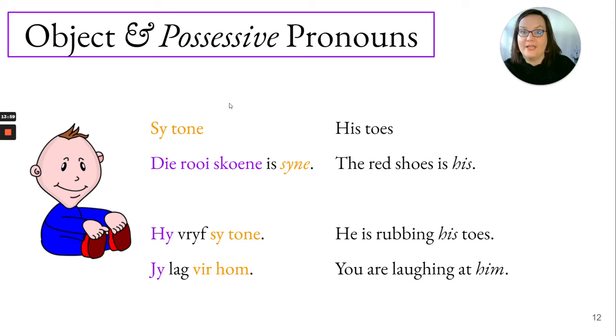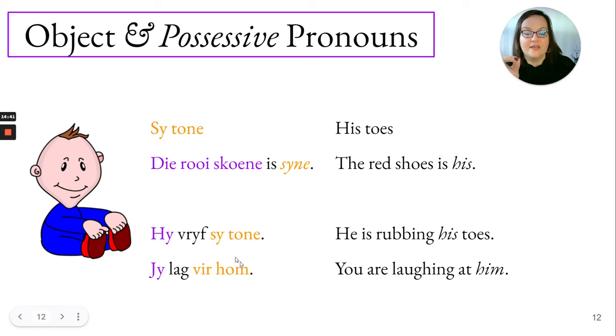Okay, so let's look at this boy, referring to the male, sy. Sy tone, his toes. Die rooi skoene is syne. The red shoes is his. So die rooi skoene, which is the subject of the sentence, is the verb, syne is the object of the sentence and the object pronoun. Hy vryf sy tone. He is rubbing his toes. So this sy is written before the object of the sentence, which is the toes. This makes it an object pronoun. So it wouldn't be hy tone, it would be sy tone.